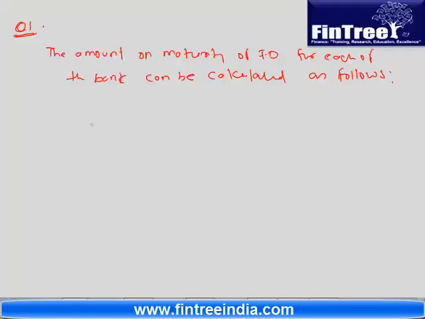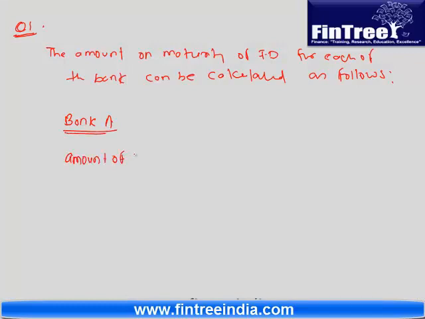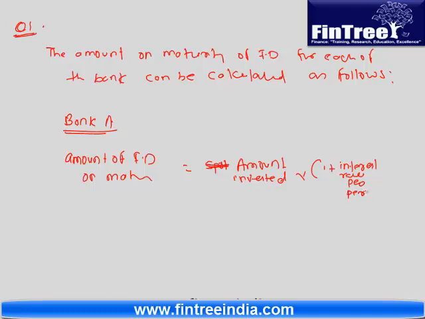Then you will give a heading, say bank A. Amount of FD, fixed deposit, on maturity is equal to amount invested into 1 plus interest rate per period, raised to the number of periods. Amount of fixed deposit on maturity is equal to amount invested into interest rate per period raised to number of periods. So let us solve for bank A.